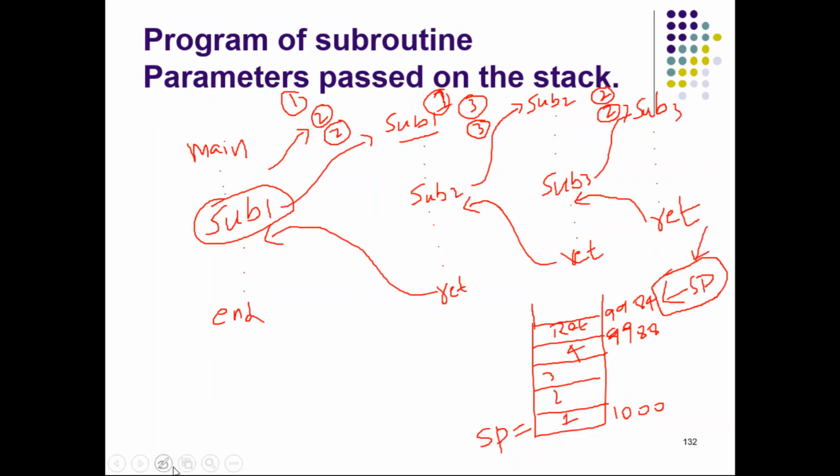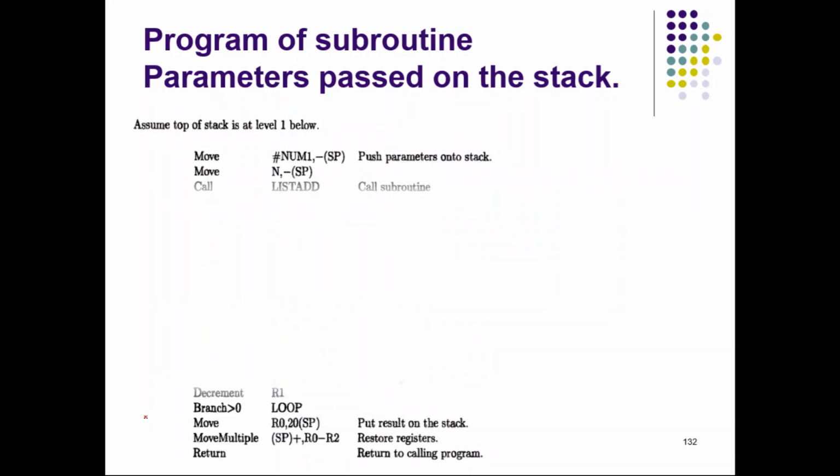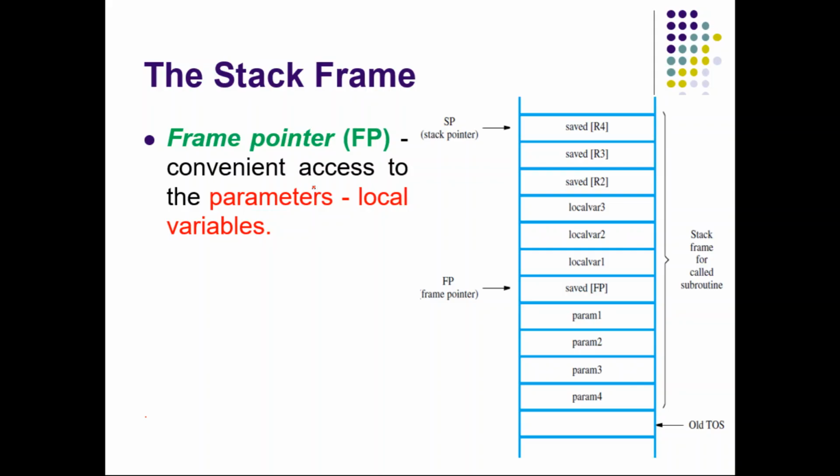So here we are going to introduce another pointer, and this pointer is called the frame pointer. So what is a frame pointer? The frame pointer provides convenient access to the parameters and local variables that are pushed into the stack when the control is transferred from the calling program to the subroutine. Apart from the stack pointer, we are going to use another pointer. This pointer is called the frame pointer. So why are we using the frame pointer?